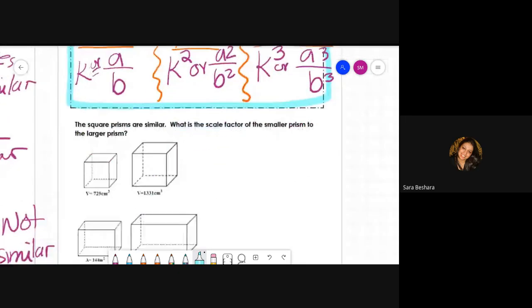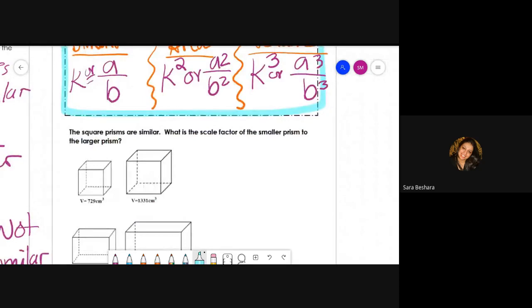Okay, let's look at the examples. It says the square prisms are similar. So again, the key here is if they are similar. If they are not similar, we cannot use that ratio. What is the scale factor from the smaller prism to the larger prism?